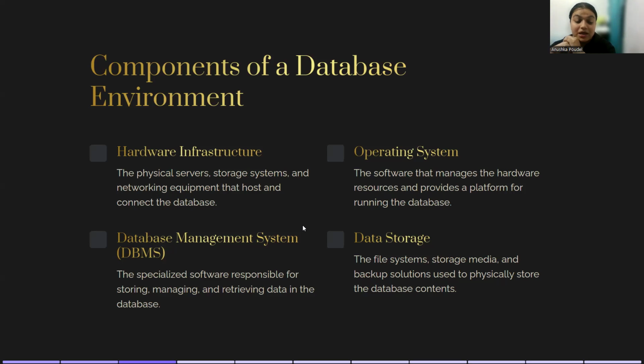Database management system: the specialized software responsible for storing, managing, and retrieving data in a database. As I explained earlier, a database is where the data is stored in an organized way, in which the data is in relationship with each other in a logical way. So there is a database management system that is responsible for managing and retrieving the data from the database. Data storage: the file system, storage media, and backup solutions used to physically store the database components.